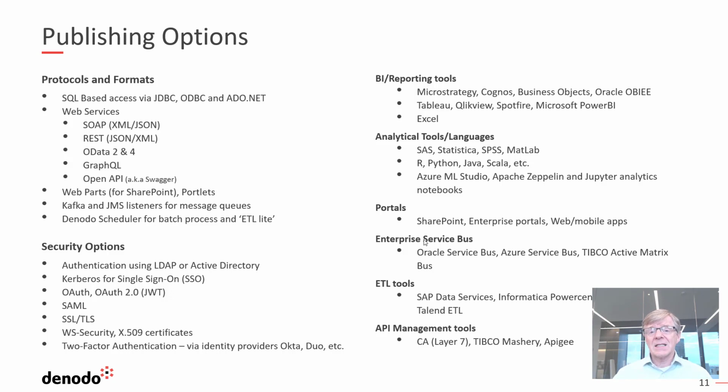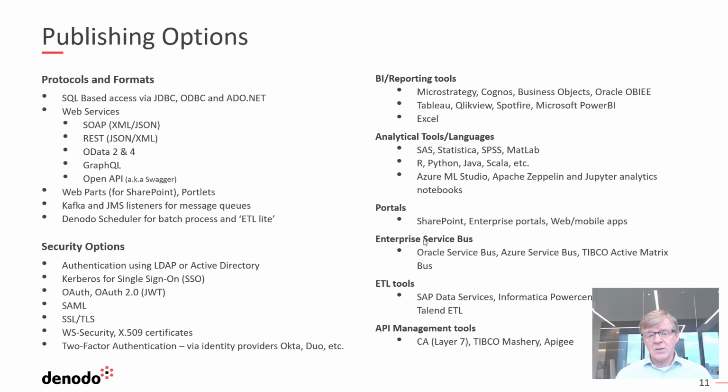So if you're writing a web app or other applications, you can access the data through APIs. And these APIs are very easy to create, just a few clicks, and you've converted a view into a web API. You can also expose data through web parts if you want to do SharePoint integration, or push out the data into Kafka or JMS queues, which we've mentioned before.